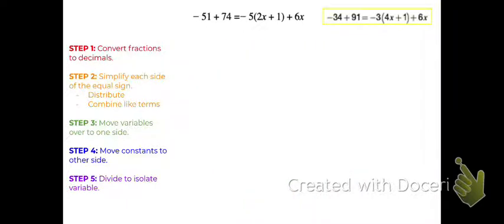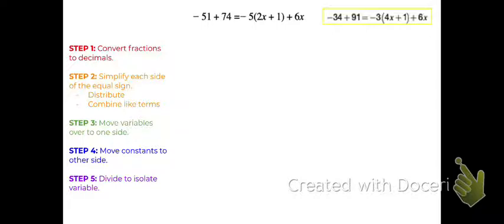Let's do one more. This is an equation. Again, I'm going to walk through the one on the left. I'd like you to do the one on the right. So first up, convert any fractions to decimals. And my equation doesn't have any fractions, so there's nothing to do.